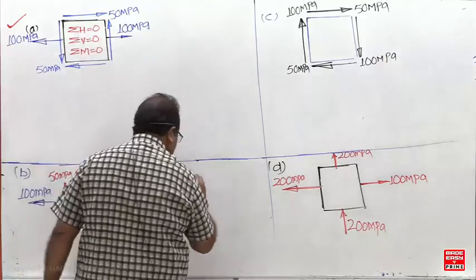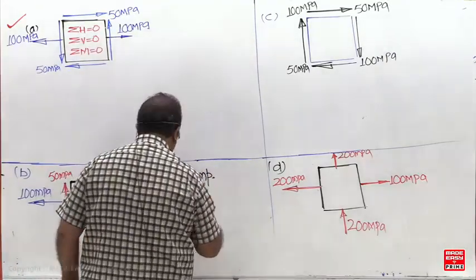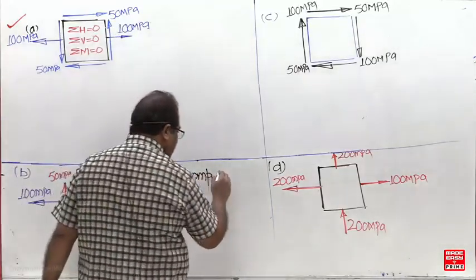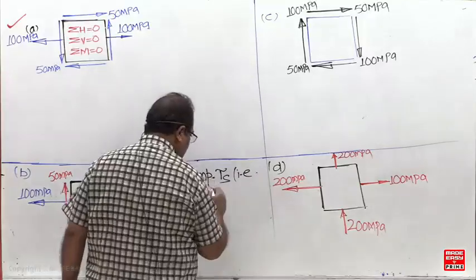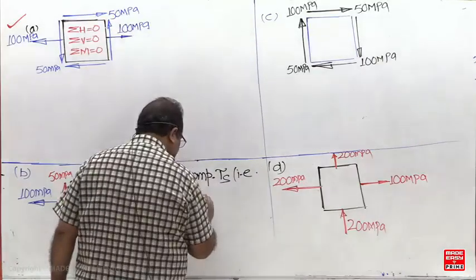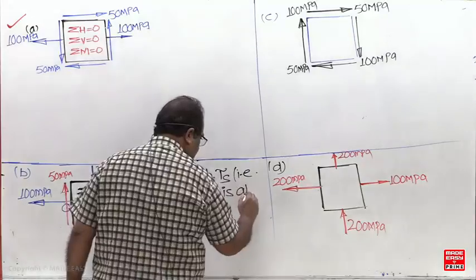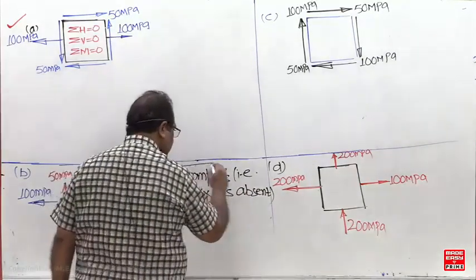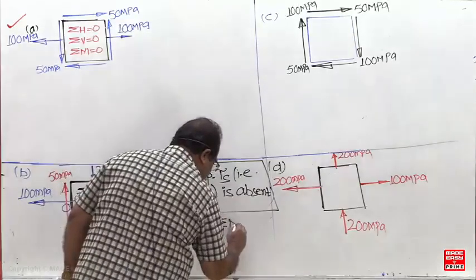So here which one is incorrect? Which one is missing here? Why is it not in equilibrium? It is not in equilibrium because of what? The complementary shear stress, that is tau yx, is absent. Hence, the sum of the couples is not 0.